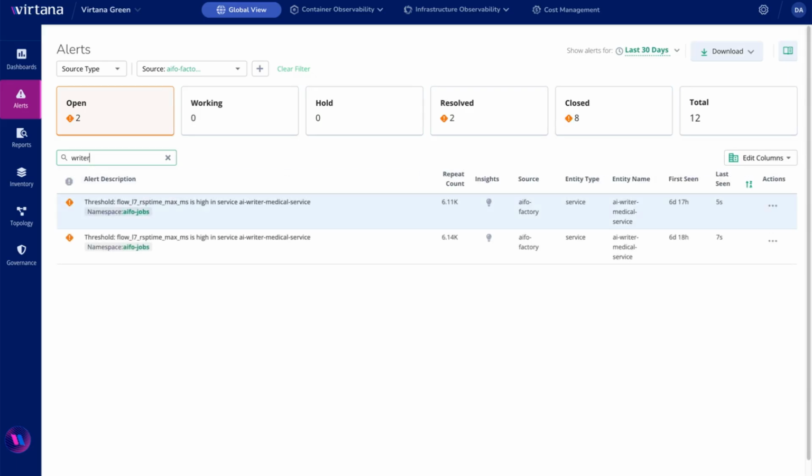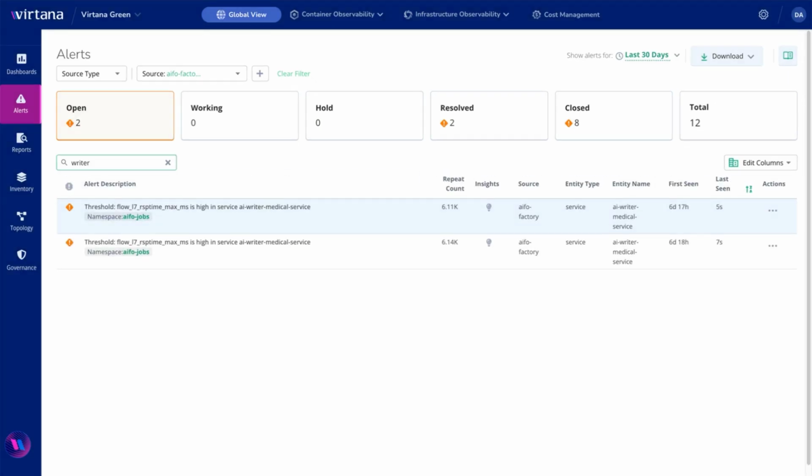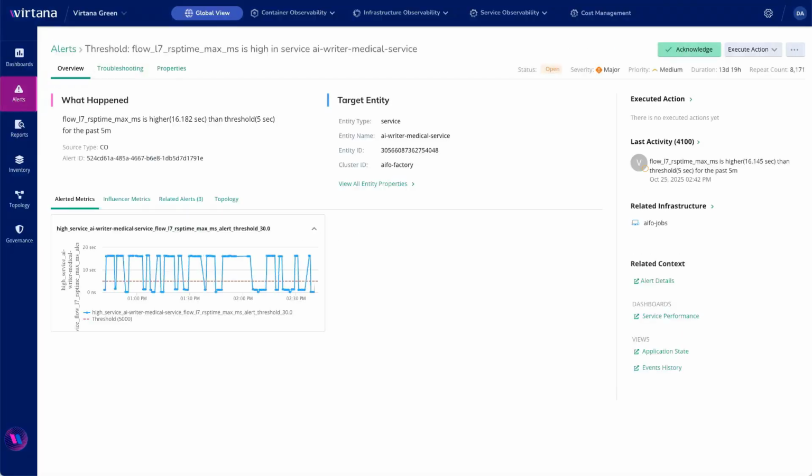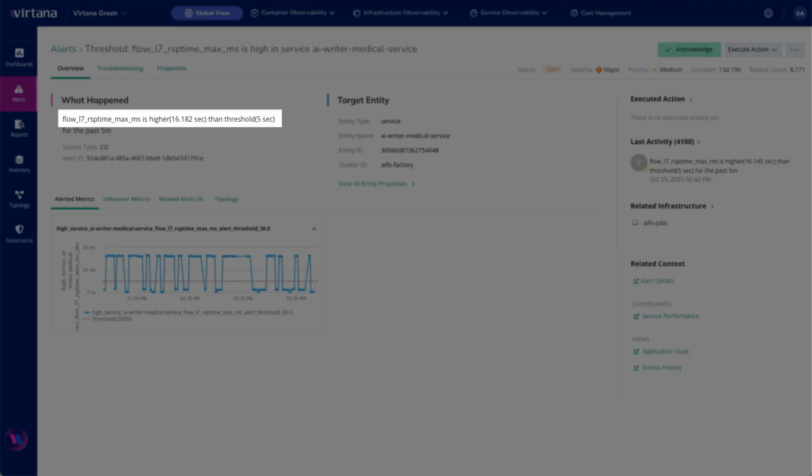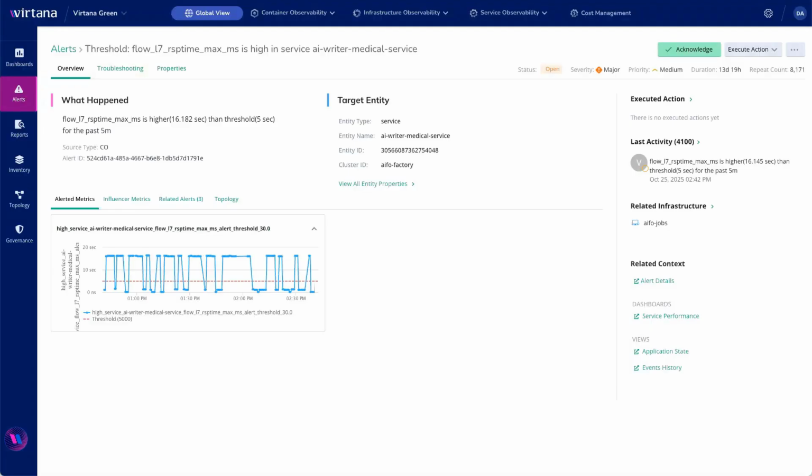We immediately see two alerts indicating high response time for our AI writer service. Drilling in, we see response times hitting 16 seconds, well above the desired 5-second threshold. We also see some related alerts. We will come back to those in a minute.